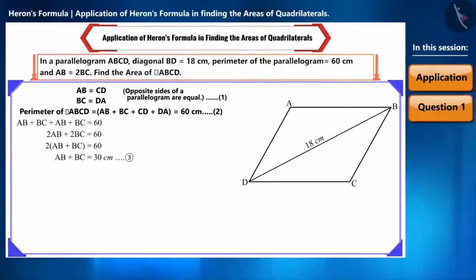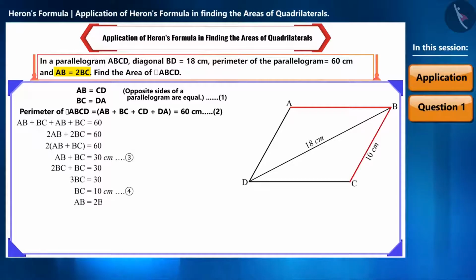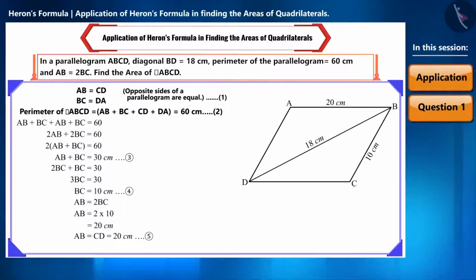We are given that AB is equal to 2BC. In equation 3, in place of AB, we can write 2BC. On doing so, we get the length of BC as 10 cm. Since AB is equal to 2BC, AB will be equal to 20 cm. Since AB is equal to CD, the measure of CD will also be 20 cm. And BC is equal to DA, hence DA will also be 10 cm.